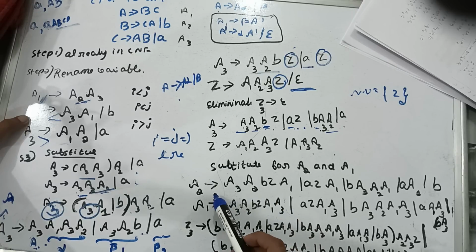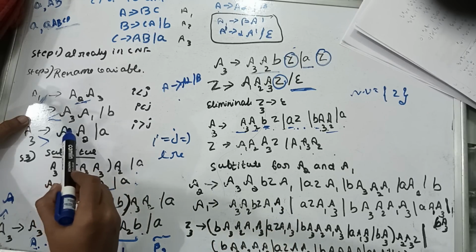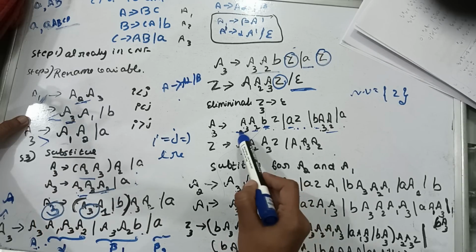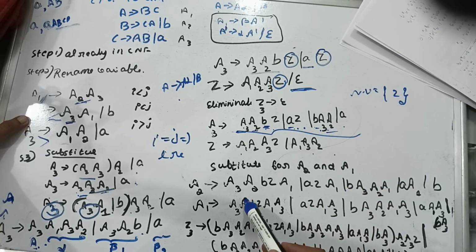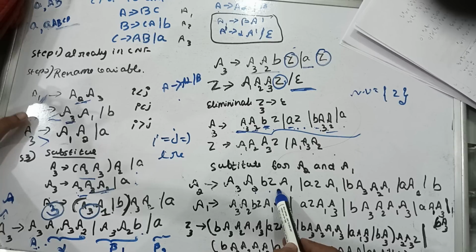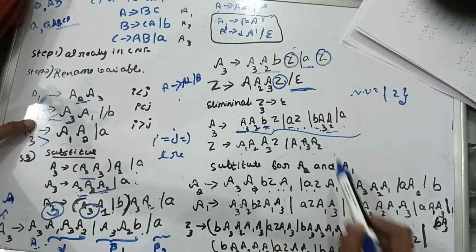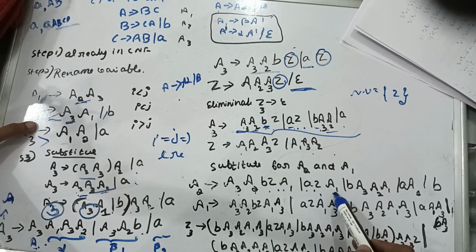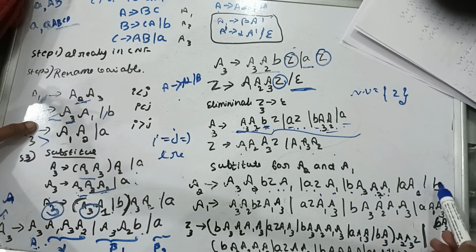So I am taking A2 first, and in the place of A3, substitute this. Okay. So A3, A2, B, Z multiplied with A1. Again in the place of A3, AZ multiplied with A1. Next write A3, B, A3, A2, A1, A2 and multiply A1 to that, and after that A here multiplied with the A1, and the remaining is B here.